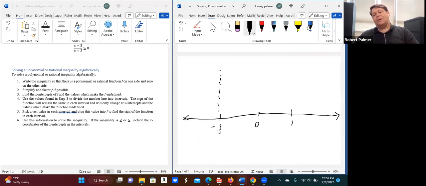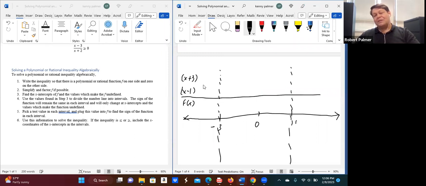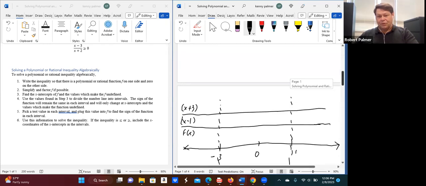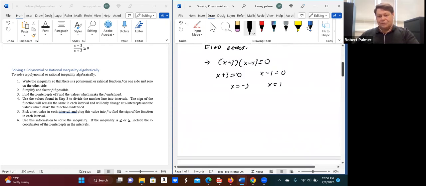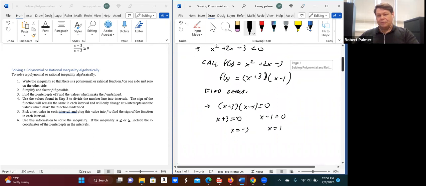So what we're going to do then is just make kind of dividing lines here. So in each one of these intervals, our function is going to have the same sign. Okay, so what we're going to do then is look at essentially each part of our function. So we have factors, we have x plus 3, x minus 1, and then the whole thing, which we called f of x. And what we're going to do then is look at the sign of each one and then find the sign of our total function f of x. Okay, remember f of x was this, x plus 3 and x minus 1.